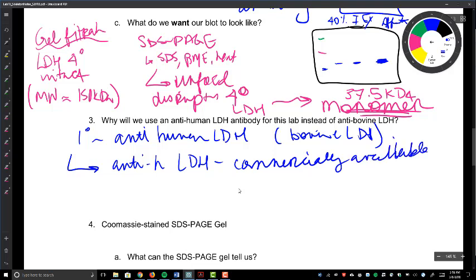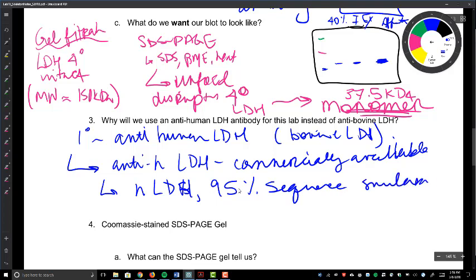We can find it easily on the market and for a reasonable price, but also human LDH has a 95% sequence similarity to bovine LDH. So there's a lot of sequence overlap between human and cow LDH. You'll learn a little bit more about that in the next lab. Because they're so similar in sequence and therefore in structure, the antibody for human LDH also recognizes bovine LDH, which is why we're able to use it. So, just FYI.